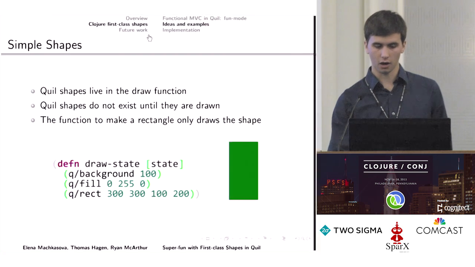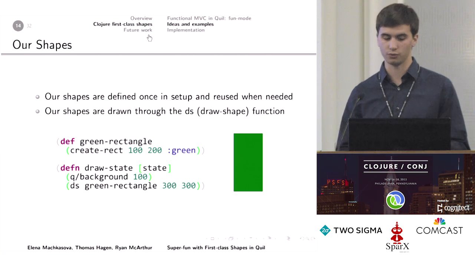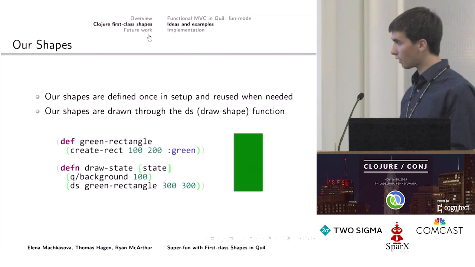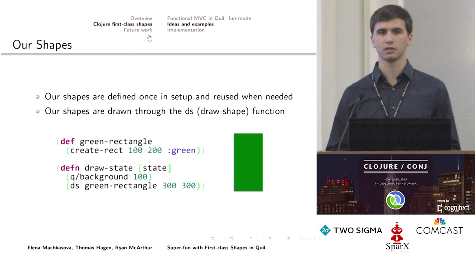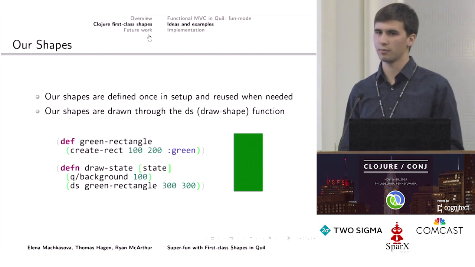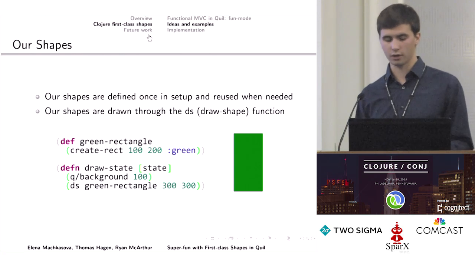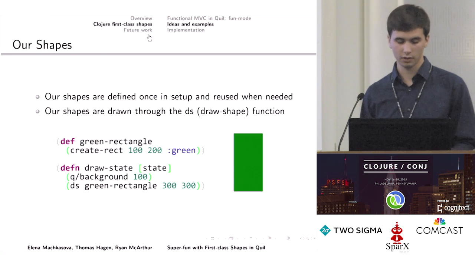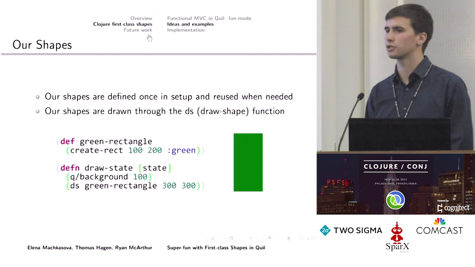So with our function, instead, you define it once in the setup and you can reuse it whenever you need it. In this case, we create a rectangle of width and height 100, 200, and we set it to green. And that green is actually just colors that we predetermined, so beginners don't have to worry about RGB values. They can use green or blue, and they don't have to worry about it. And then we call our DS function, which stands for draw shape, at position 300, 300 instead. And you can draw it at whatever position you want repeatedly.